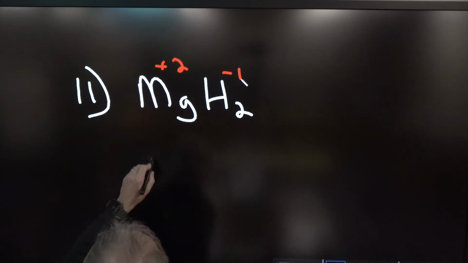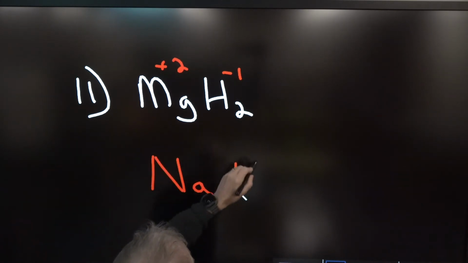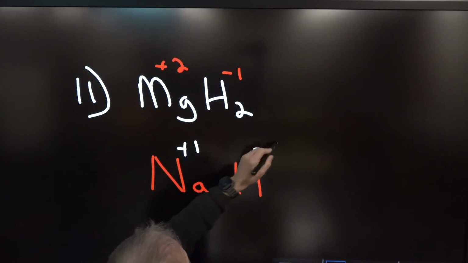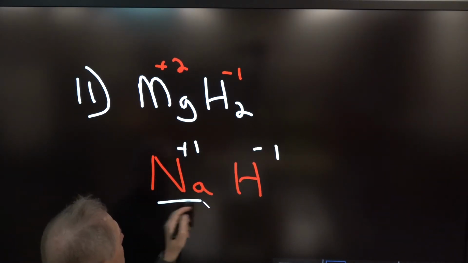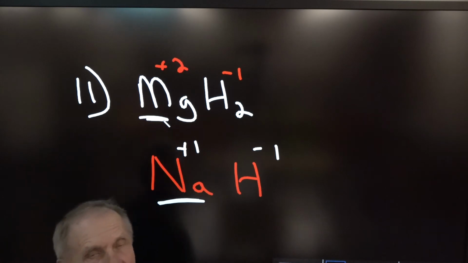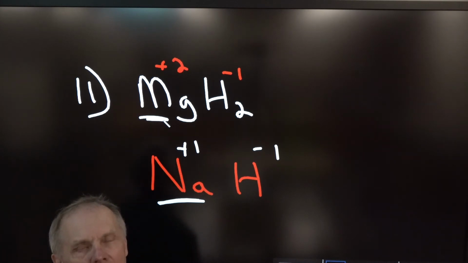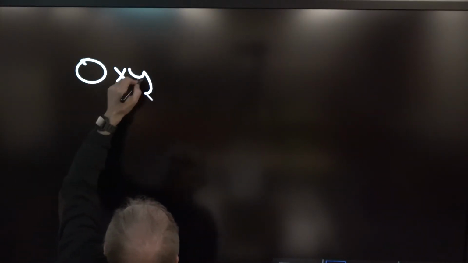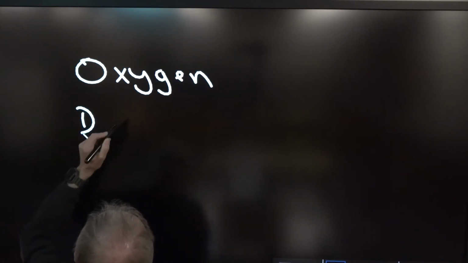So like this, NaH, Na is a +1, H is a -1. This is from group 1, this is from group 2. That is called a metallic hydride. So, let's go over the two really important elements that have a couple different charges. Oxygen, number 1.